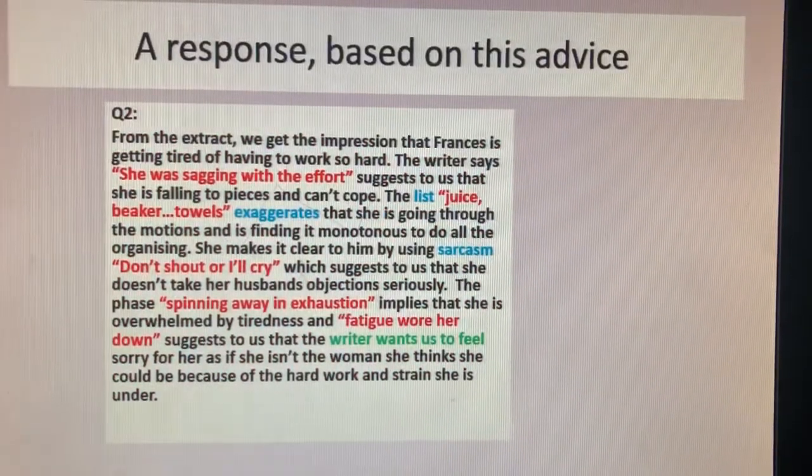Based on that advice then, this is how my response would look. Notice the quotes are really short together. I found a couple of pieces of subject terminology, but these are quite easy fits in terms of what was said, and you can see a link to the writer there in green.